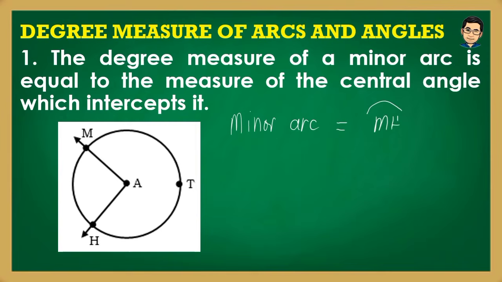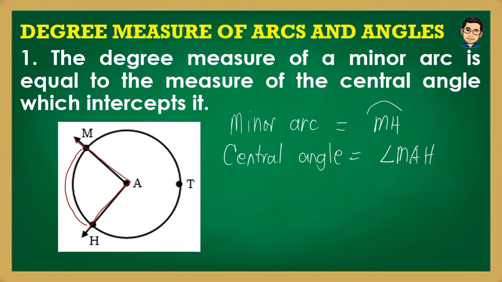MH. And then, the central angle there is angle MAH. This is the angle, and this is the intercepted minor arc. Okay? So, in terms of their degree measure, the measure of the minor arc is also the measure of the central angle.